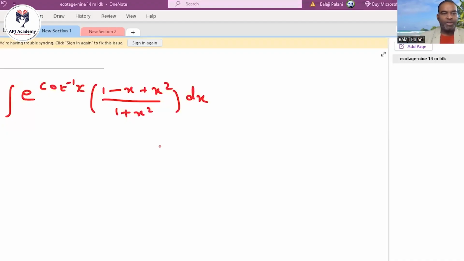Hey guys, I've got two interesting integration problems today. Let's see how to solve this problem. First one is e power cot inverse x into 1 minus x plus x squared by 1 plus x squared dx.